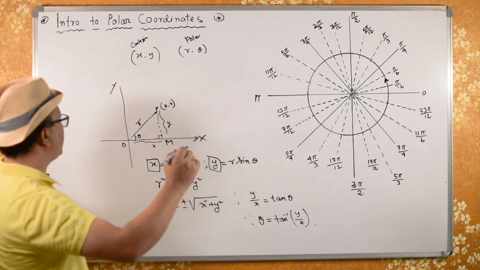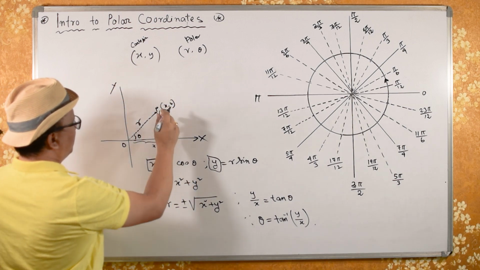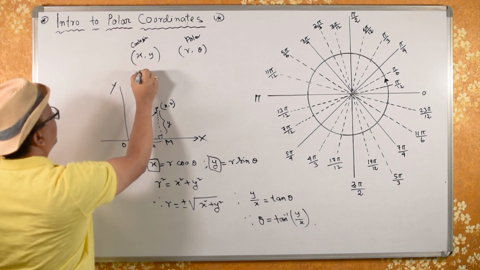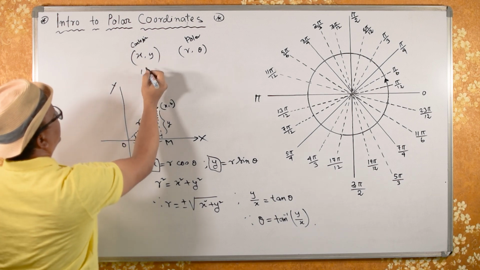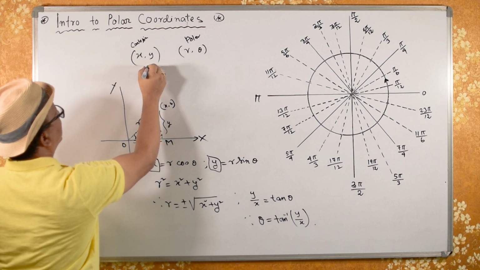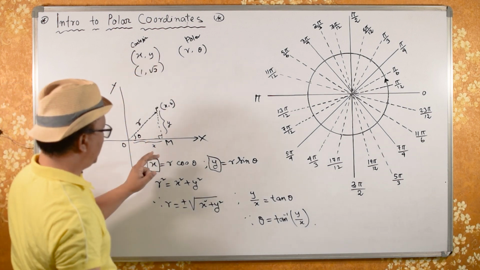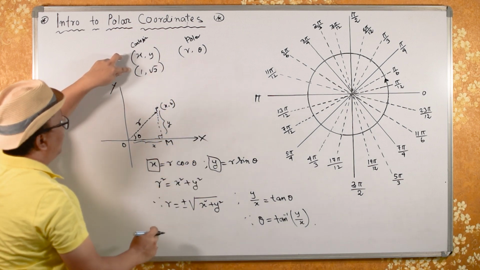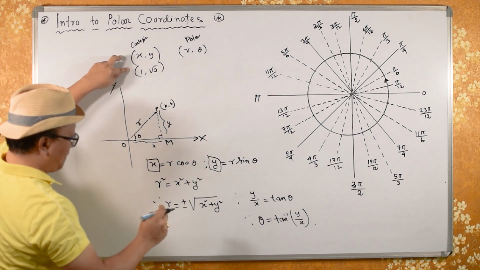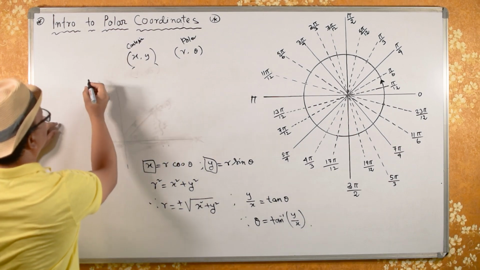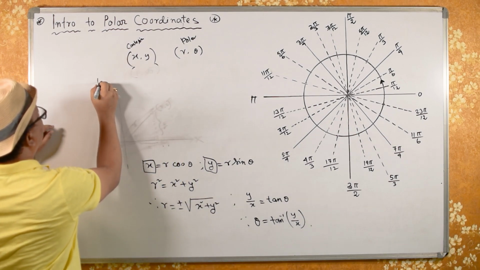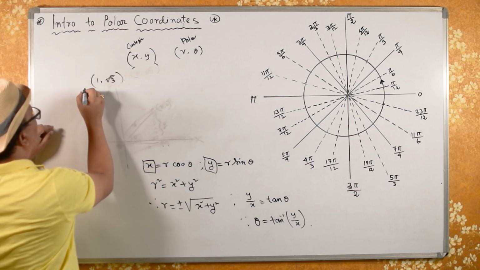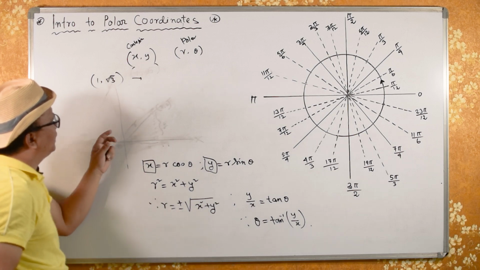Say for example, let's take P of 1 comma root 3. Now let's convert 1 comma root 3 into polar form. If I want to convert a Cartesian coordinate, for example 1 comma root 3, into polar, let's see how it converts.